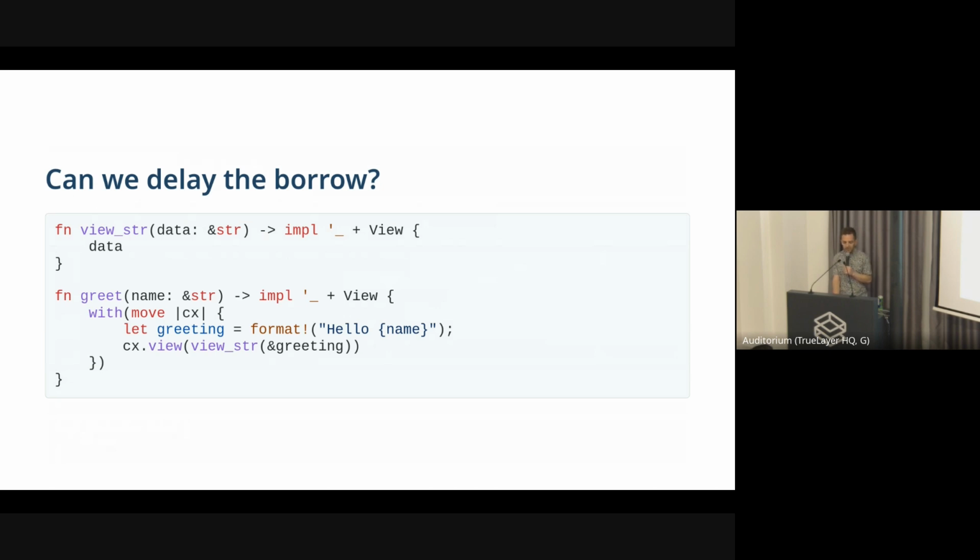Okay, so back to our example that didn't work. Maybe we want something like this. What if we could delay the borrow so that we don't actually return something that captures the lifetime yet, but only do that later when we need to? It would look something like this with a combinator.